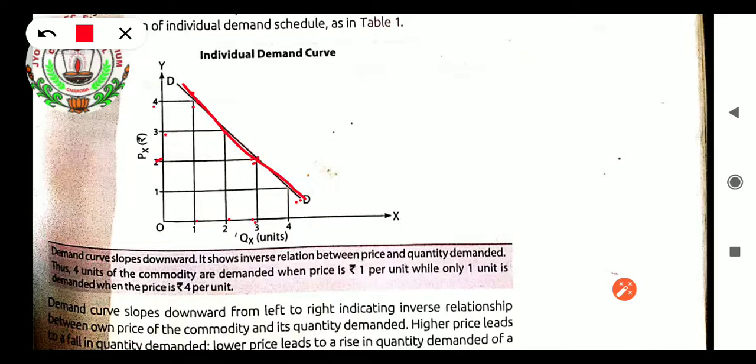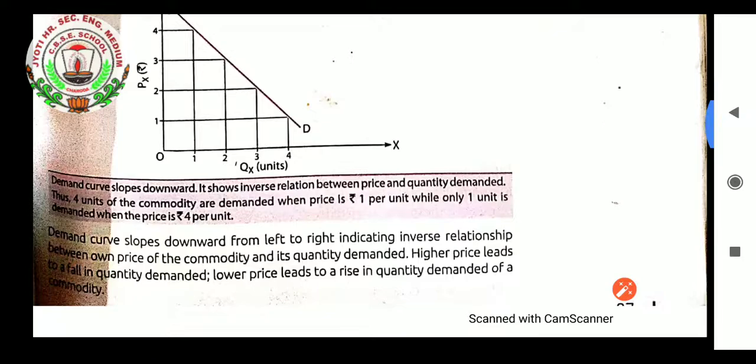Thus 4 units of the commodity are demanded when the price is rupees 1 per unit, while only 1 unit is demanded when the price is rupees 4 per unit. So the demand curve slopes downward from left to right, indicating an inverse relationship between the own price of the commodity and its quantity demanded.